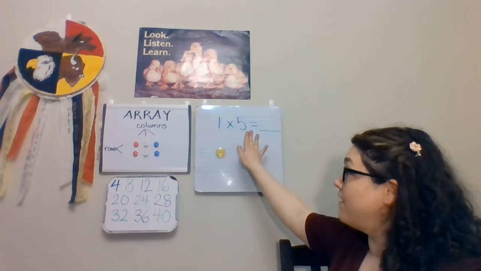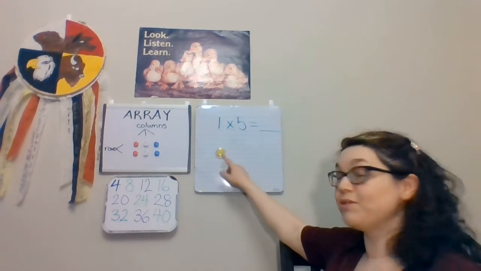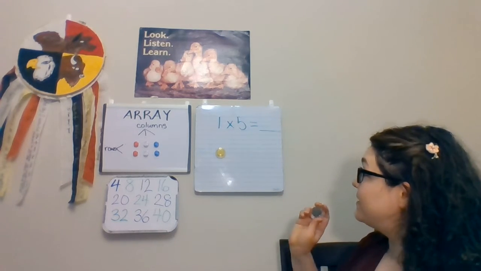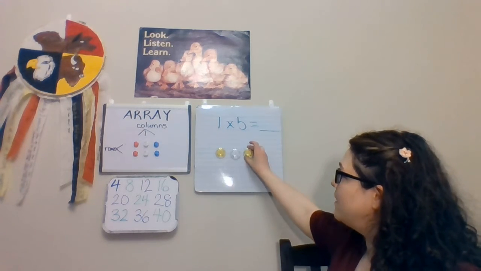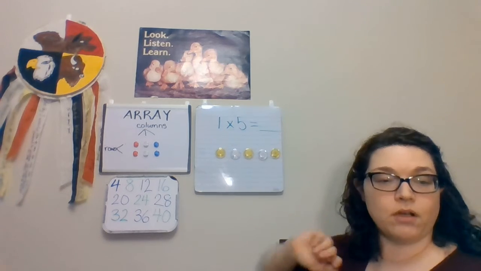Now, we need 5 columns. We've only got 1 column so far. Now, there's only 1 counter in the column. That's okay. We're allowed to do that. So let's add some more columns. We've got 1 column, 2 columns, 3 columns, 4 columns, and 5 columns.